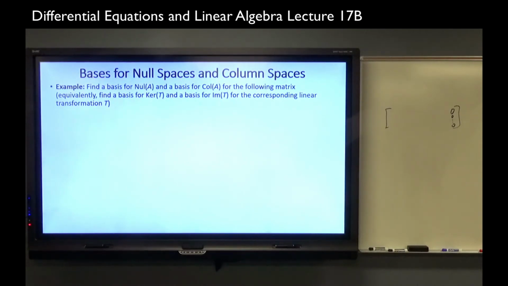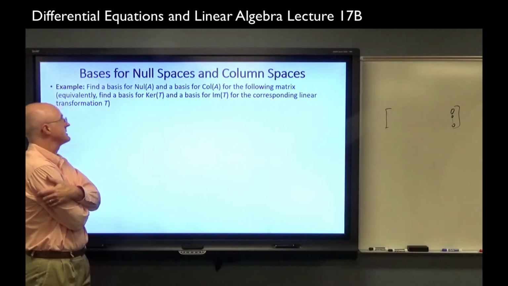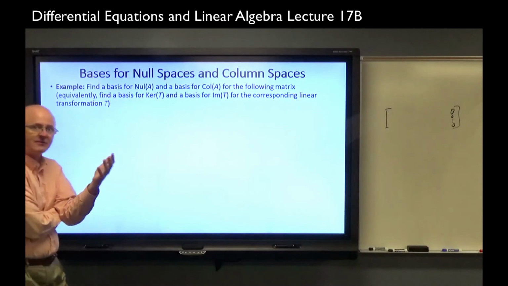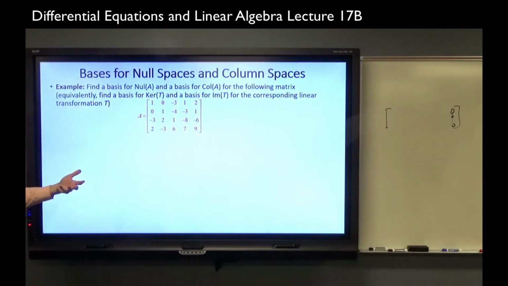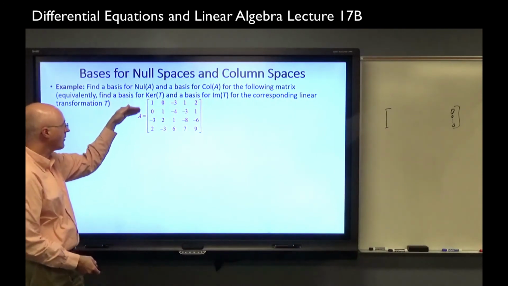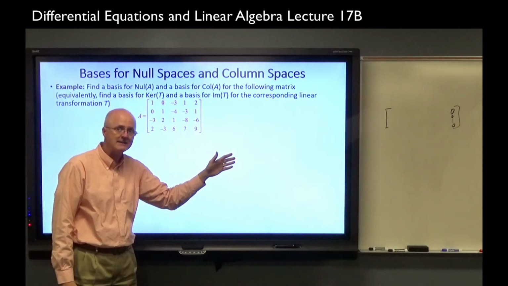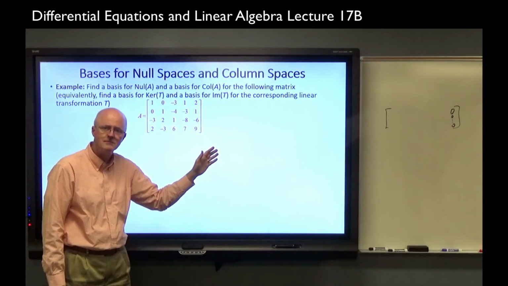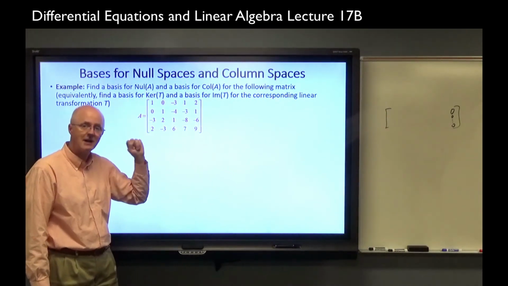So it's an example. We're going to find a basis for the null space of a matrix and also a basis for the column space of that same matrix. Equivalently, we're going to find a basis for the kernel of T and the image of T for the corresponding linear transformation T, defined by T of x equals A times x. A is this matrix, a 4 by 5 matrix, 4 rows, 5 columns. I'd have to multiply this by a vector on the right that would have to be 5-dimensional. And the output would be a 4-dimensional vector. That's a linear combination of the columns, in fact.